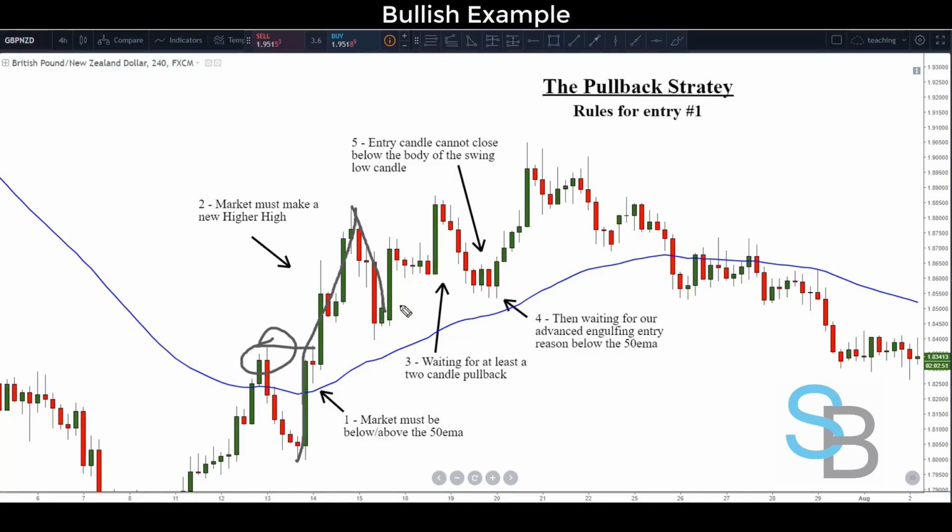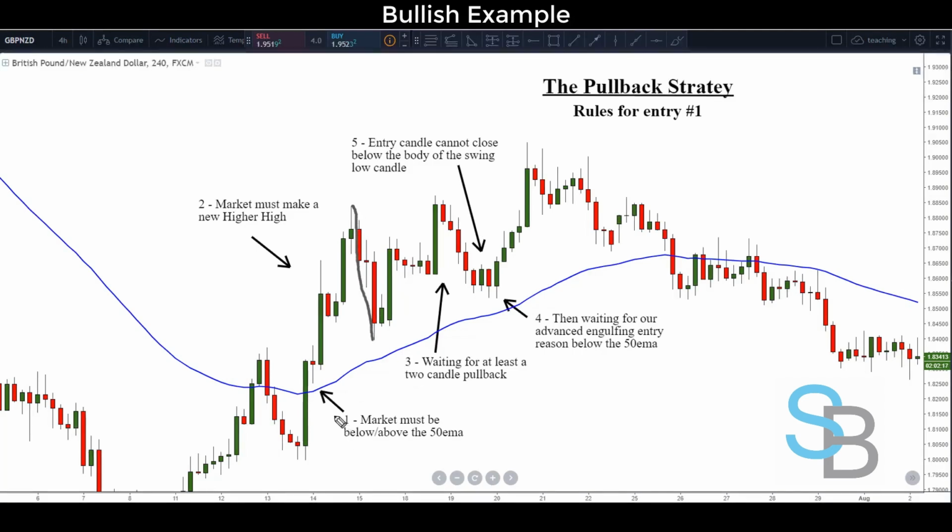Well, if you're paying attention right here, we did not get an advanced engulfing candle entry pattern like we've studied in the previous lessons. So what does that mean? Well, that means that this would not be a trade. But what we can look for even after this is the same set of rules. So we've had everything we need in order to classify this as being in the correct condition. We get this pullback. Now we need to start checking things off again.